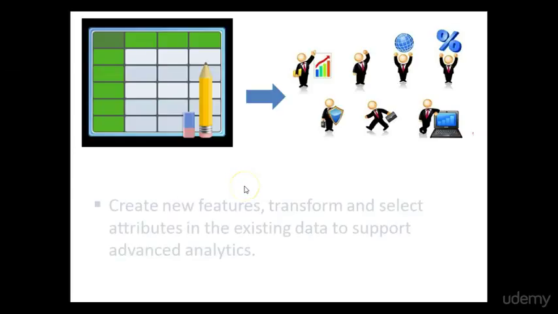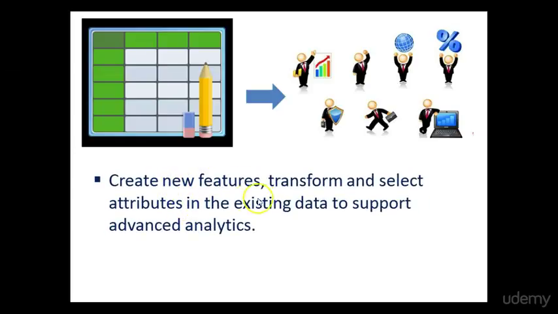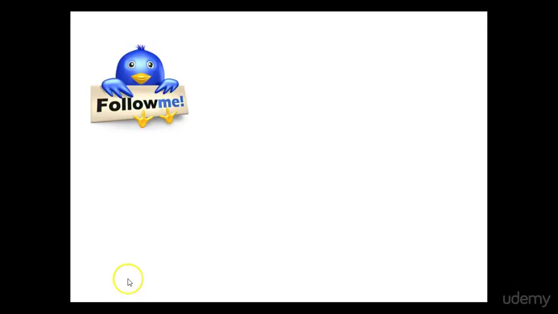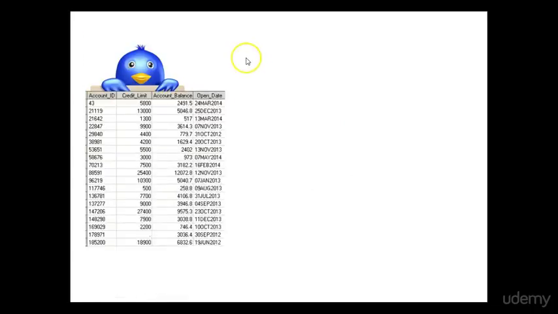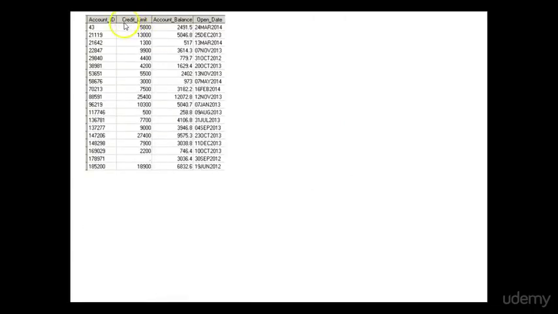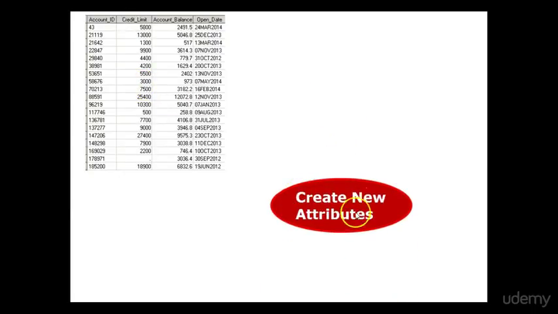The next takeaway is to create new features, transform and select attributes in the existing data to support advanced analytics. Follow me to the next example. The next example involves a bank account. I want to create new attributes. I'm using the SAS data step programming method.